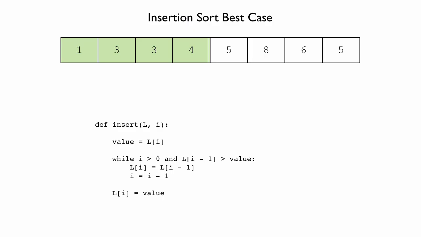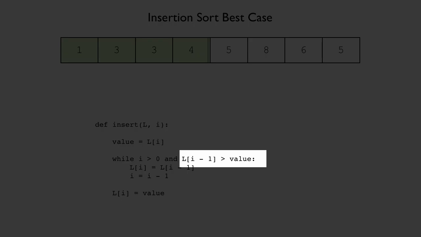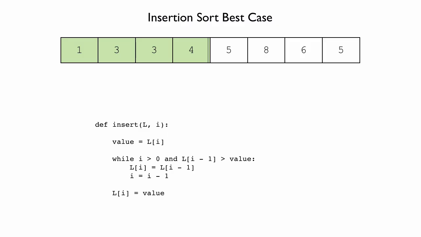Now let's look at the code for insert, with docstrings and comments omitted. The while loop in the middle requires that L at I minus 1 is greater than value. And value is, in our case, 5. And because 5 is greater than 4, the second half of that while loop condition will fail, and the loop will never run.